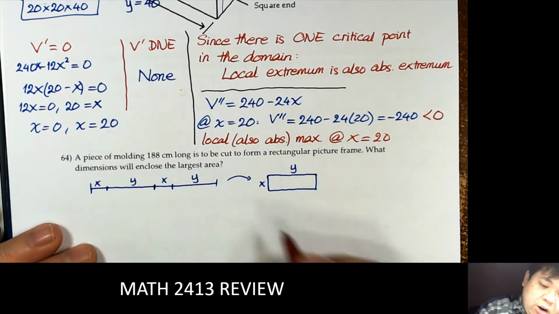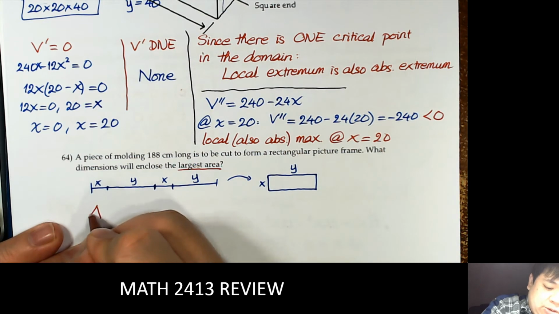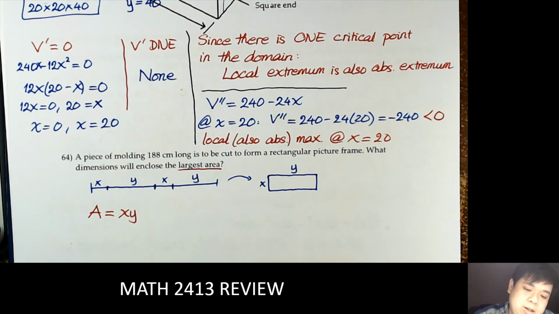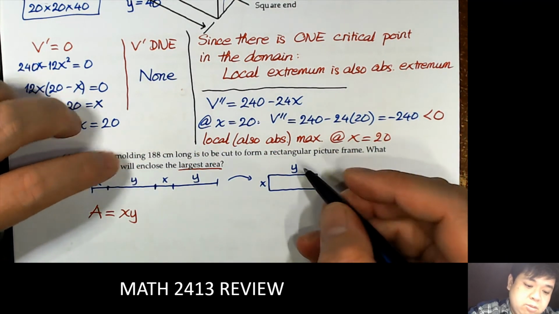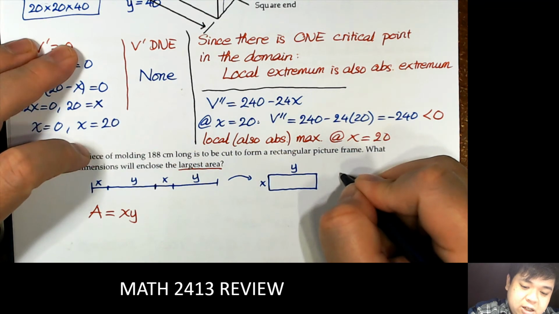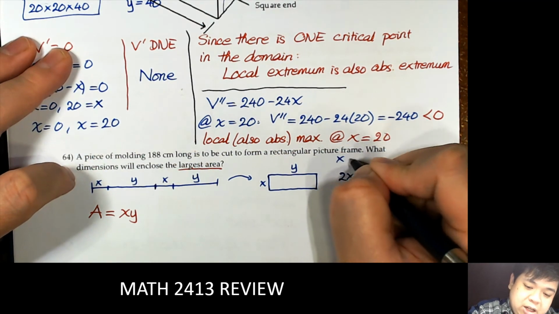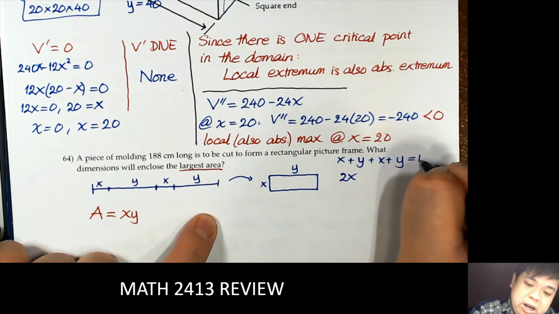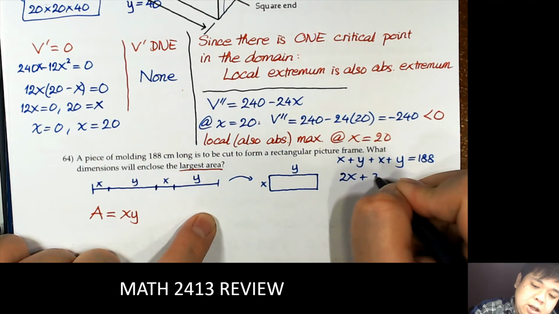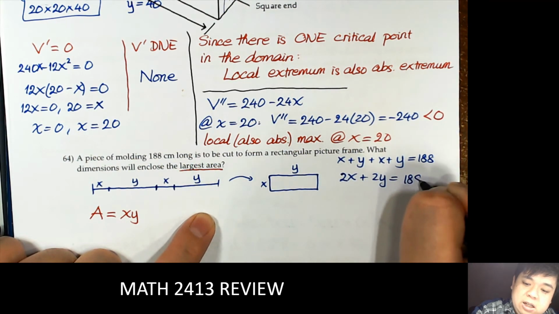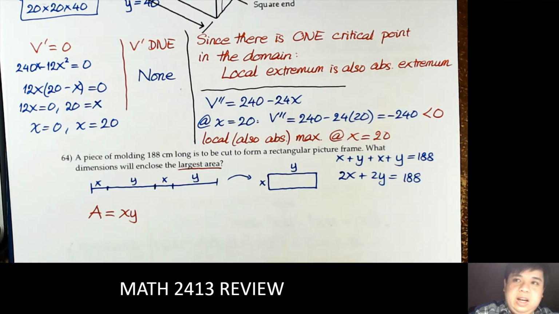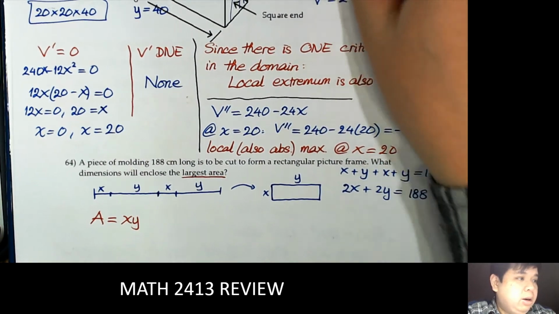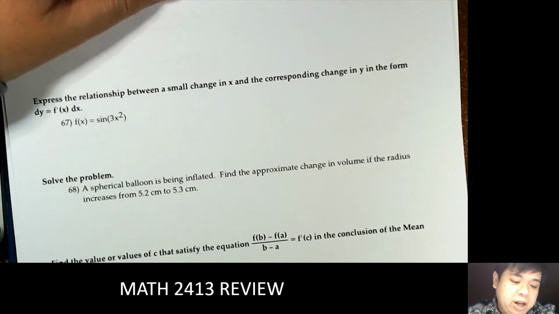We are asked to find the largest area, meaning that we have the function equal to xy, and we need this to be maximum. Right. And then of course, x plus y plus x plus y, the total length has to be 188. So 2x plus 2y is 188. Solve for y, substitute in here and then find it. Right, I'm not going to do that. I'll let you do it. Right. Next we see if we do something else.